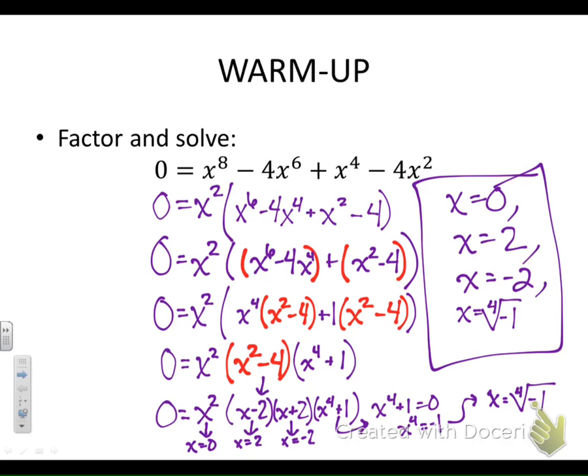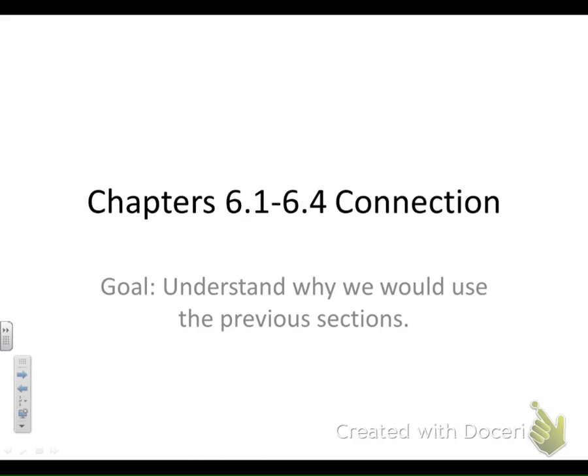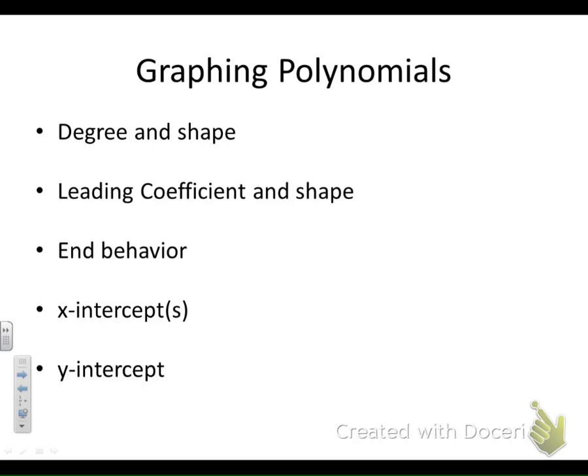I want to start today by going to notes. Let's go to notes. So right now we're going to piece it all together. And what we're going to deal with is the degree and shape. So first off, let's get some notes down. These 5 pieces are going to be on your test next Tuesday, where you're going to have to identify the degree and shape, the leading coefficient and the shape. You're going to have to state the end behavior, find the x-intercepts and the y-intercept, and graph or sketch your graph.